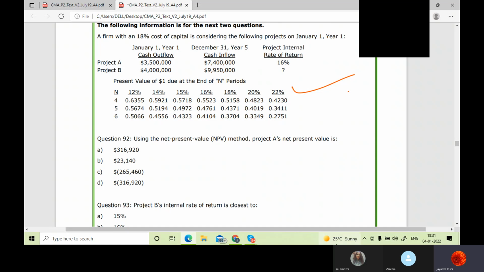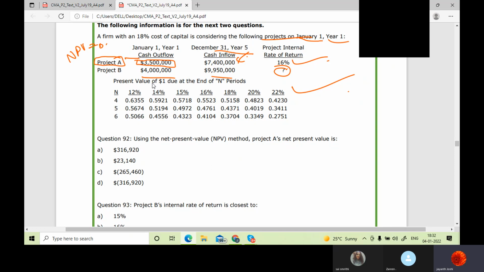So what are they asking? A firm with an 18% cost of capital is considering the following projects on Jan 1st, year 1. So Jan 1st, year 1, this is the outflow for project A, and they got an inflow of that project at the end of year 5, that means after 5 years. This is the initial investment you have made, and this is what you got at the end of year 5, and the return was 16%. This is the IRR. That means this is the rate at which project A's NPV would be exactly equal to zero. This is project B's investment, and these are the inflows. They're asking you to find out the IRR for this.